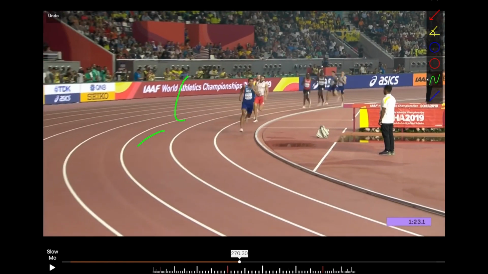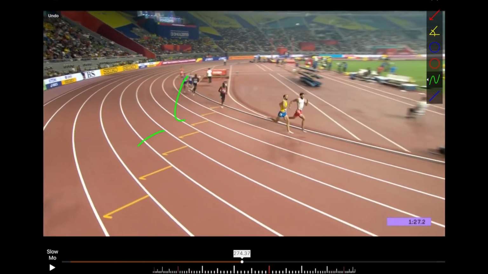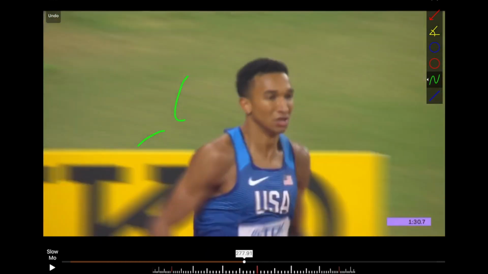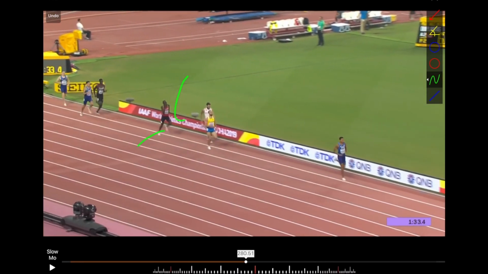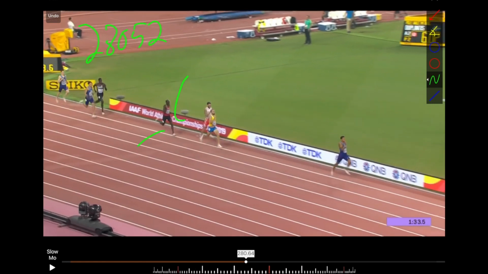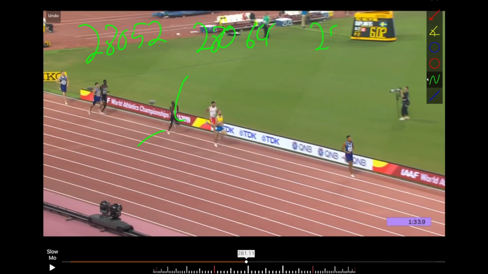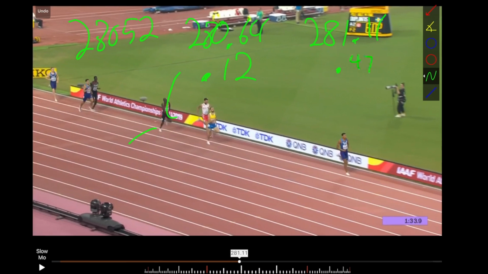Okay, now we're going to get into the last 100, and this is really where I want to get a comparison again of what is the difference between top sprinters and long sprinters. So here we go. Let's say he touches the ground at 28.052. Comes off at 28.064 and touches the ground back again at 28.111. So now he's at about a 0.12 strike contact time, and then he's at a 0.47 transition time.